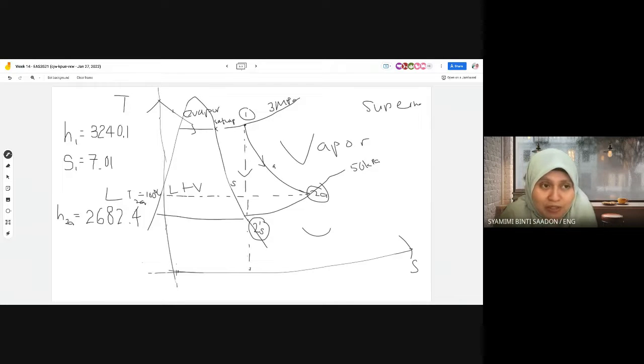So that's why we assume it's isentropic, so that it's easier for us to get the entropy. So the entropy at the location 2S is what? Since it is constant, the entropy is the same as S1. Umi, do you understand? Oh, I see. Okay, so the vertical line.